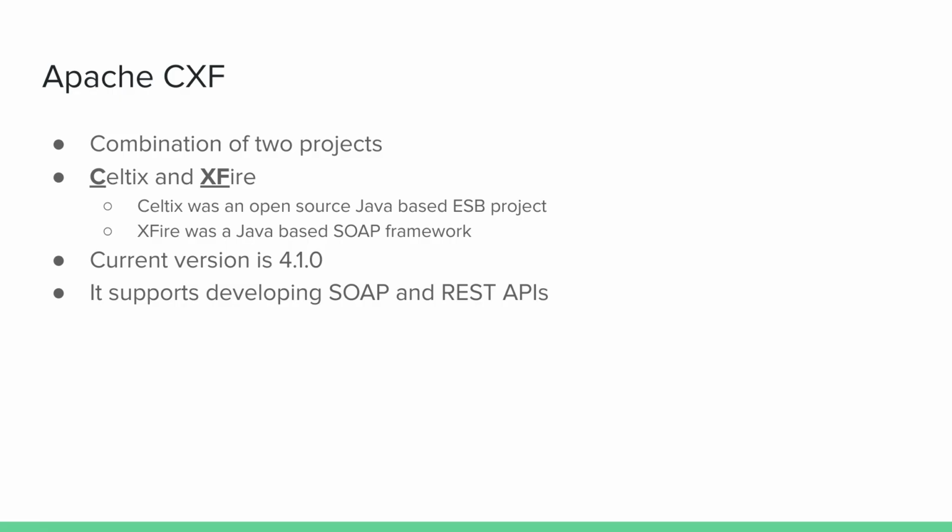There was a project called Celtix, which was an open source Java-based ESB project, and there's another project called Xfire, which was a Java-based SOAP framework, and that's how this word CXF came to be. C from the Celtix and XF from the Xfire combined. It was then called CXF, and then the project was contributed to Apache Software Foundation and so forth. That's because both Celtix and Xfire had similar roots, and the vision and the mission of the projects were the same. It only made sense to combine those two projects. The current version of CXF is 4.1.0, and it supports developing both SOAP and REST APIs.